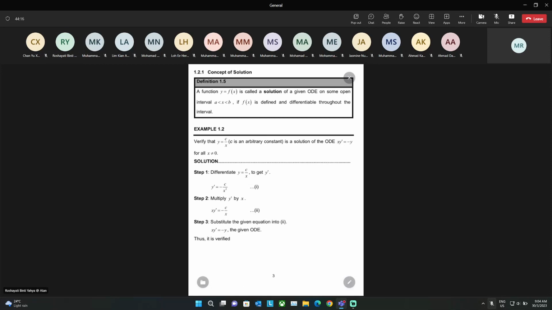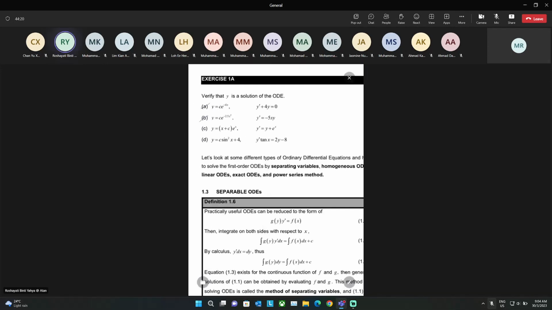Now, go to the example. Verify that y is a solution of the given ODE here, for example. So do you have pen and paper with you? Yes, Dr. Okay, quiz. Oh no, I forgot to record this session's class. It's okay. You can also refer to the previous class. It is a very simple introduction, so not too heavy.